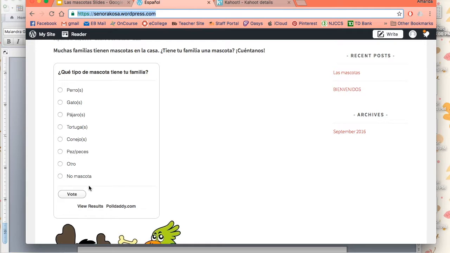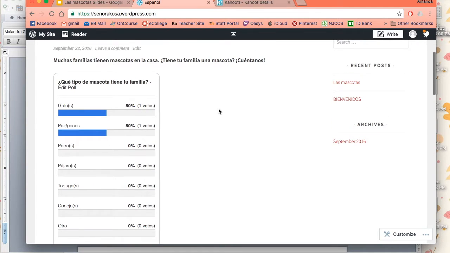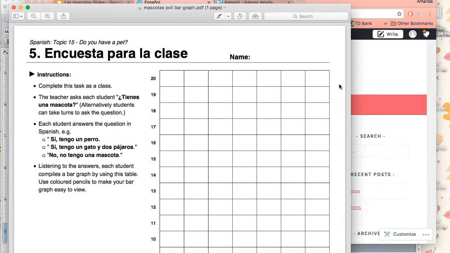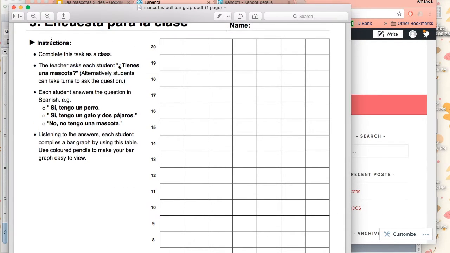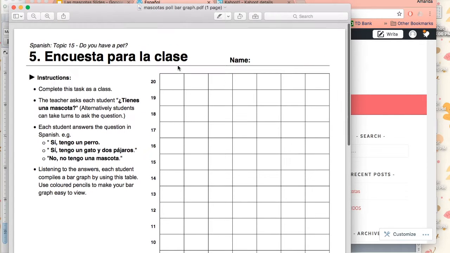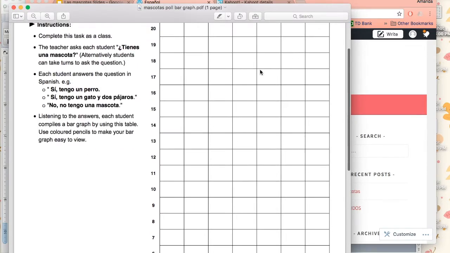So after that, we would be able to view the results. Right now, because I clicked on gatos y peces, those are the only pets that our class has for now, but we would be able to view those results in live time in class. And after that, what we would do is we would go to our bar graph and we would fill in, ignoring the directions on here, we would fill in the bar graph according to how many students in the class have those pets that are pictured on the bottom.